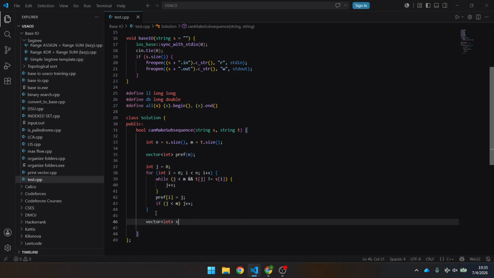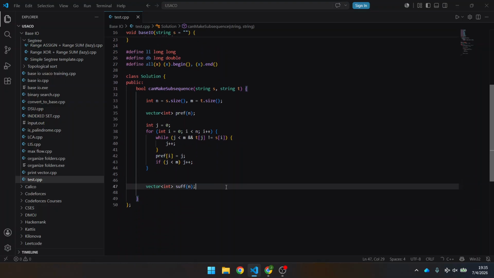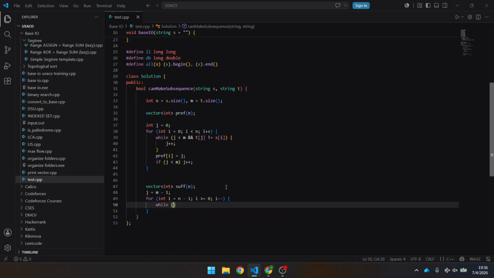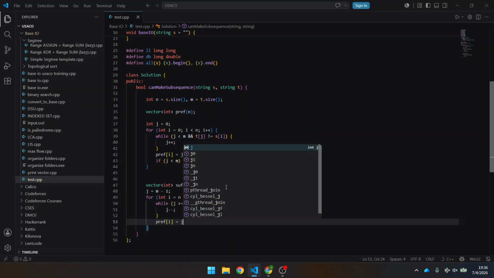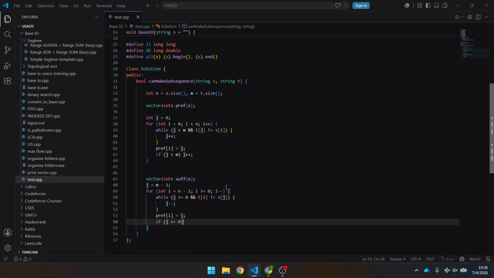Okay, also need a suffix. Int j is m minus 1, for int i equals n minus 1, i greater than or equal to 0, i minus minus, while j is greater than or equal to 0 and t[j] is not equal to s[i], j minus minus. suf[i] is equal to j, if j is greater than or equal to 0, j minus minus.